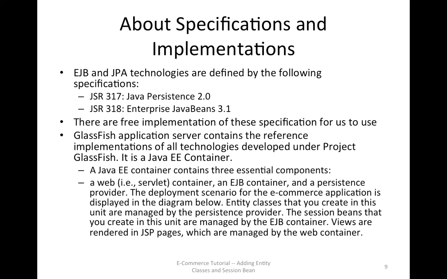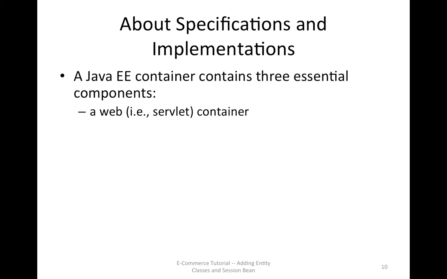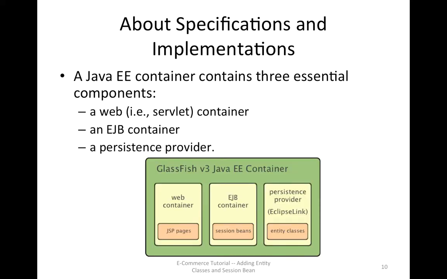So what is a Java EE container? Basically, a Java EE container contains three essential components. First, a web or servlet container, then an EJB container, then a persistence provider. The development scenario for the e-commerce application is displayed in the diagram below. Look at this diagram. You have a web container, which is the GSP pages. You have an EJB container, which are the session beans. Then you have the persistence provider, which are all those entity classes.